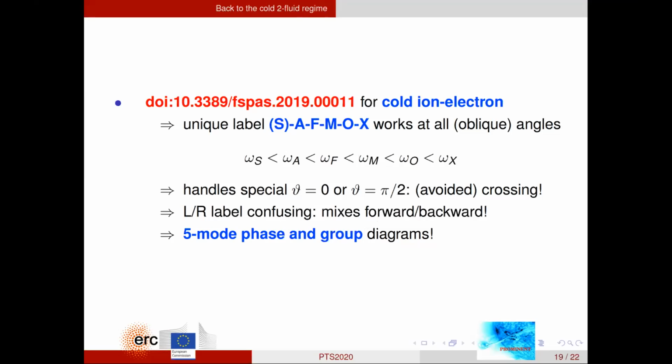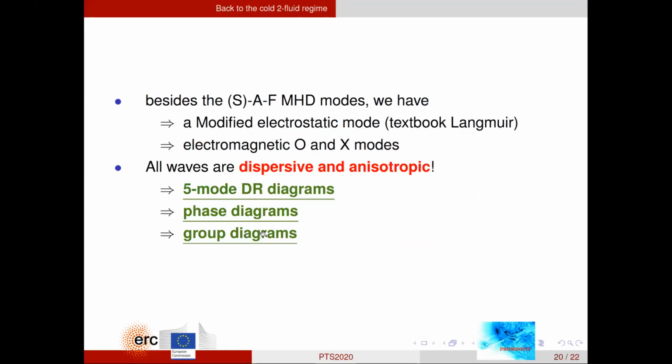And what I like to show is that the best way to look at waves in an ion-electron plasma is to just accept that in a cold ion-electron plasma, there are only 5 waves, the A, F, M, O, and X, and I can show you phase and group diagrams.